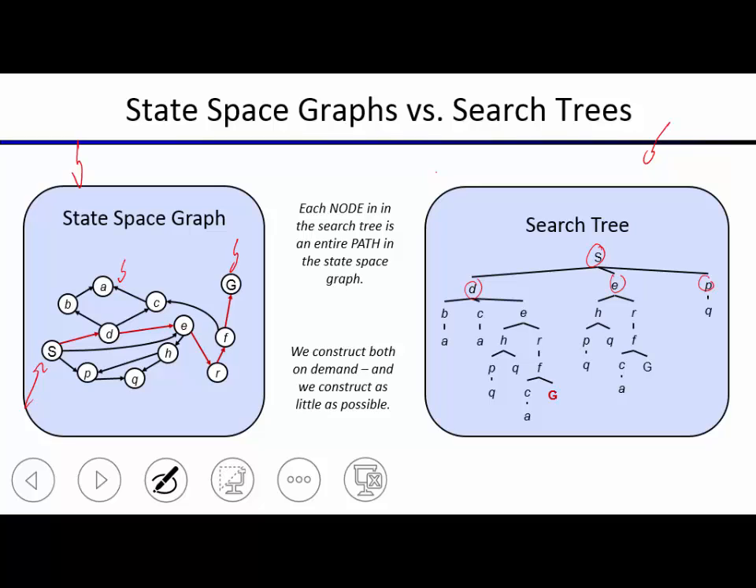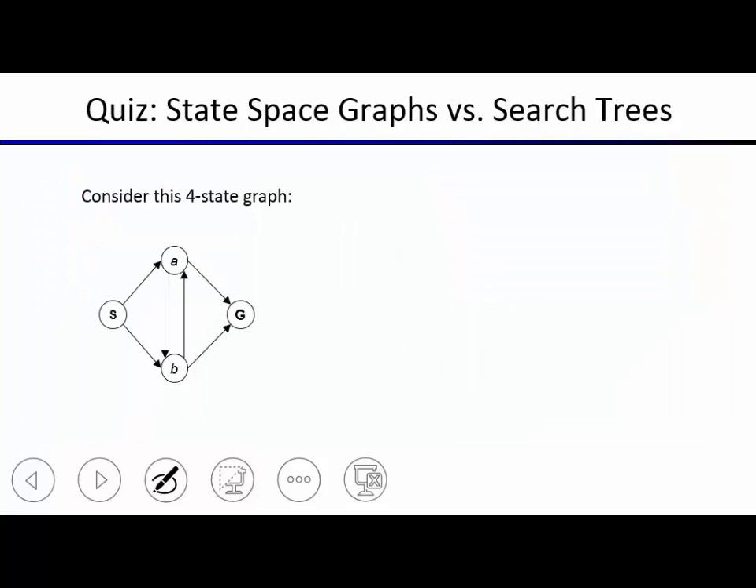Okay, so let's ask you a little question here. This is a four-state graph. On the left, we have the state graph. What is the search tree for this state space graph? Any thoughts? And in particular, how large is the complete search tree going to be? Any thoughts? How many nodes in the complete search tree?